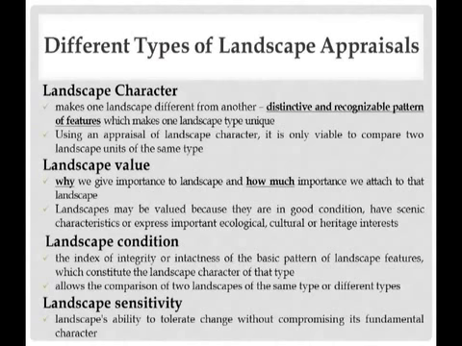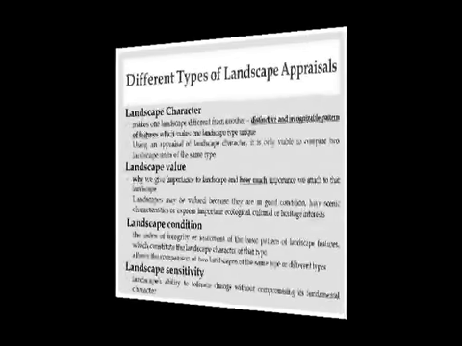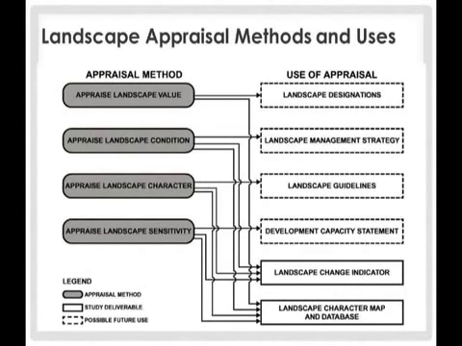Landscape sensitivity may be defined as a landscape's ability to tolerate change without compromise to its fundamental character. These landscape appraisal methods and uses are identified by the United Kingdom Countryside Agency. We should understand the appraisal methods to distinguish between the landscape value method and other landscape appraisal methods, such as condition, character, and sensitivity. Each method can deliver to different users depending on their possible future.